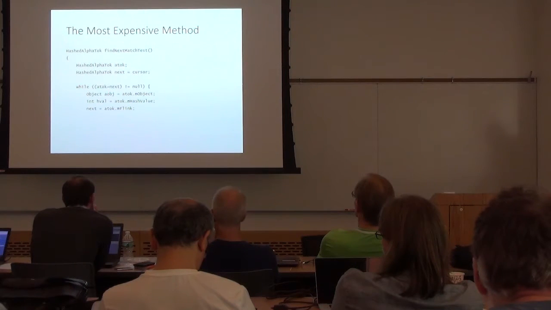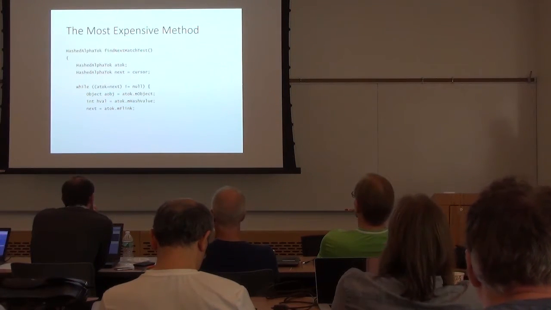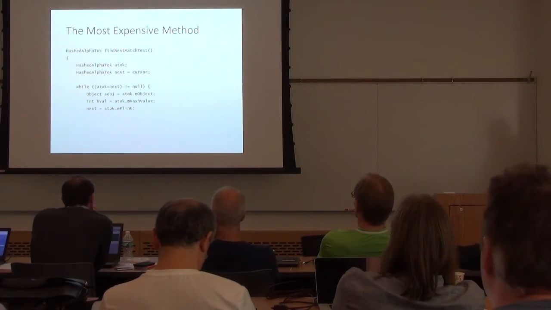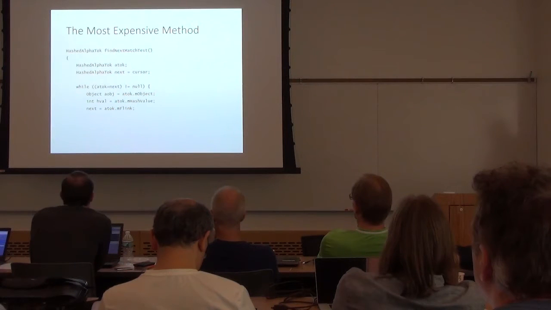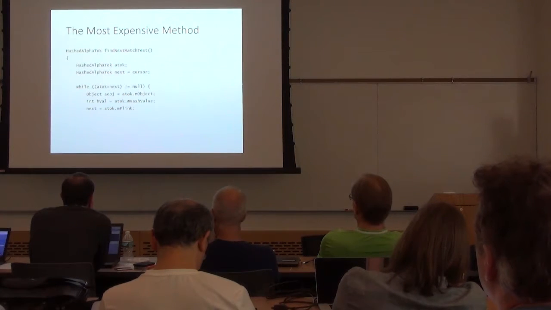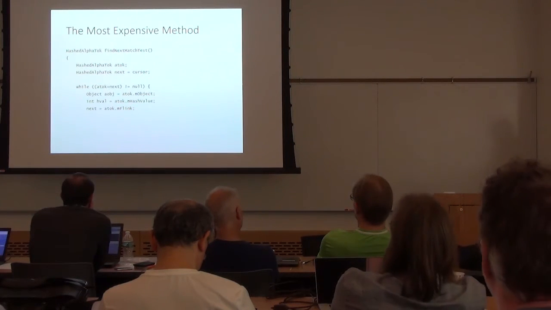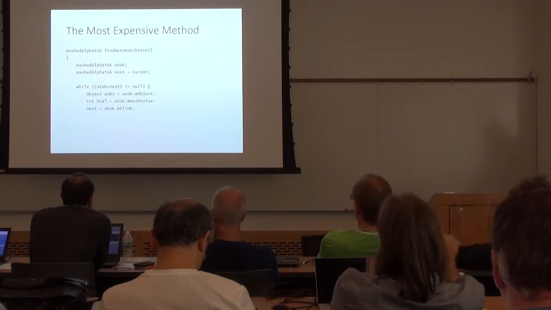Another feature which I didn't show you is it can tell you which methods are expensive and which are not. And this turns out to be the most expensive method in the rule engine. This is the one that takes a token and goes through a list of other tokens, comparing them one by one. So this is the token comparison I was talking about.